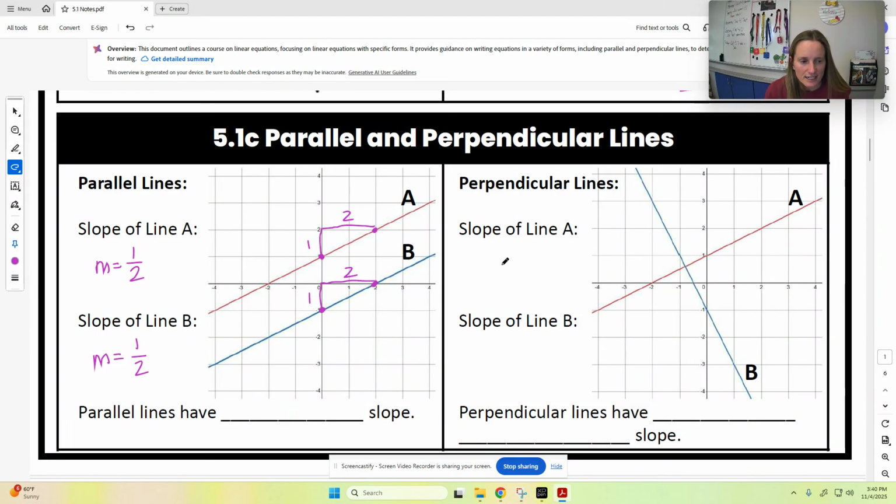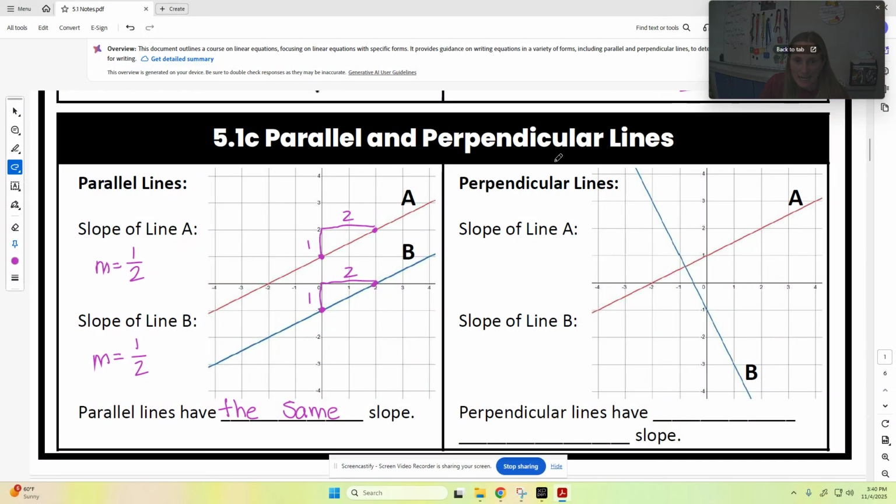Parallel lines are two lines that never get any closer together, never get any further apart. They always remain the exact same distance apart, which means that they have to have the same rate of increase or the same steepness to them. So parallel lines will always have the same slope, and it has to be exactly the same. It can't just be close. If it's not exactly the same, then they are not parallel lines.